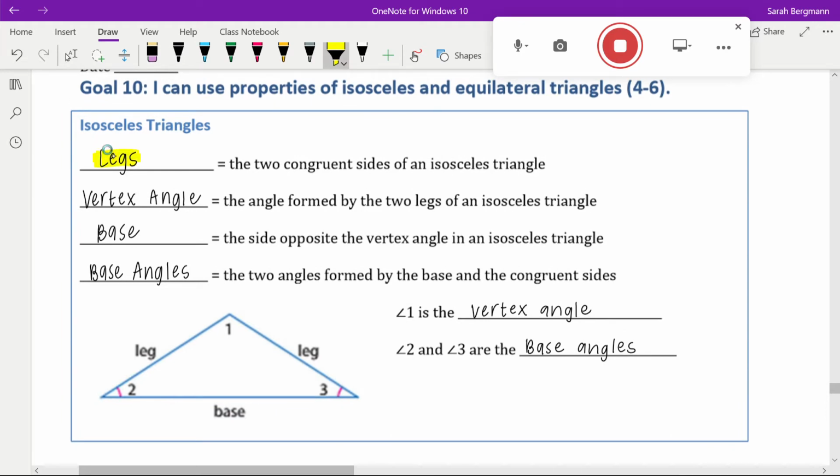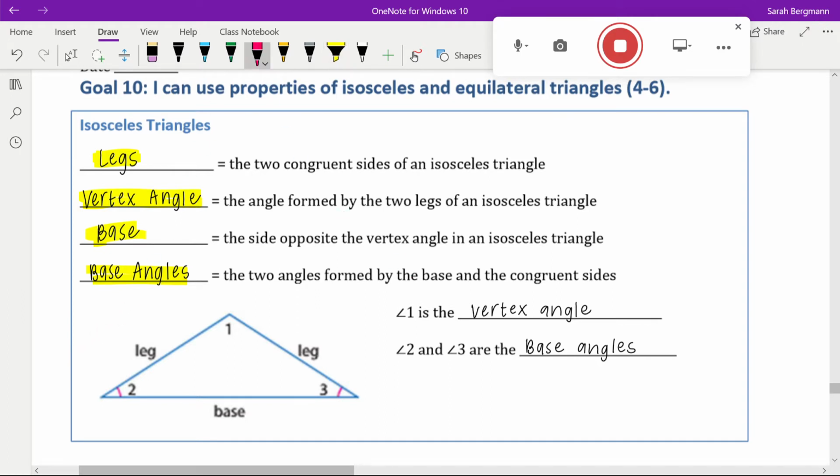First, we have the legs. These are the two congruent sides of an isosceles triangle. Next, the vertex angle. This is the angle that's formed by the two legs. The base is the side that's opposite the vertex angle. And the base angles are the two angles formed by the base and the congruent sides.